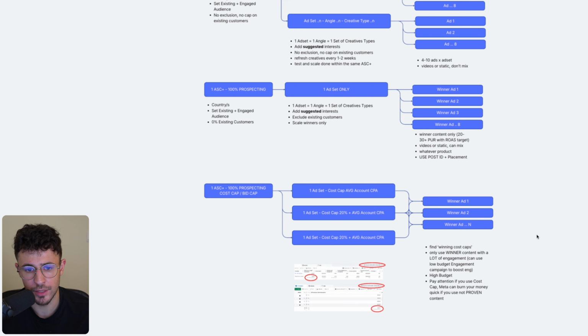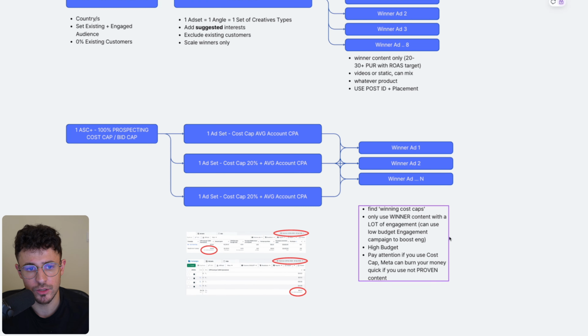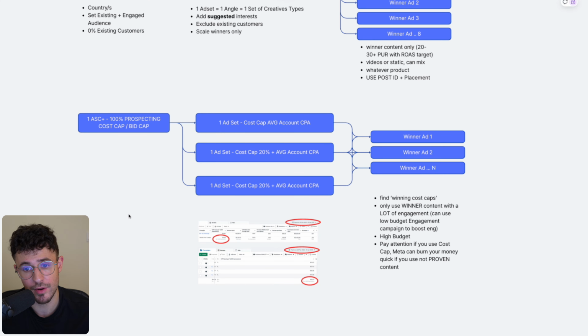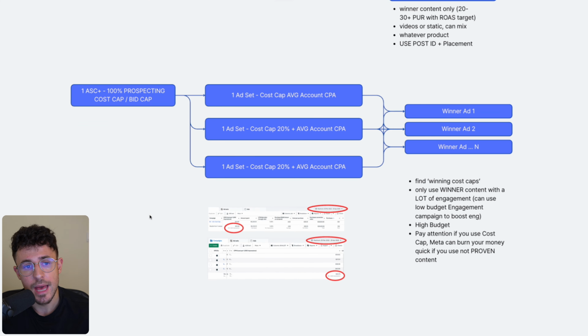And there is also going to be another thing, which is the Advantage Shopping Plus in cost cap or bid cap. So this campaign needs to be very aggressive. It means that the budget is going to be very high. And you want to test different cost caps or bid caps. What you want to do here is have 3 different ad sets within the Advantage Shopping Plus campaign, and of course, it's going to be an ABO. It's going to be a cost cap equal to the average of the account. So let's say on average over the last 30 days you have a CPA of 50, then your cost cap is going to be 50 for one ad set, 50 plus 20% for another ad set, and 50 minus 20% for another ad set, okay?